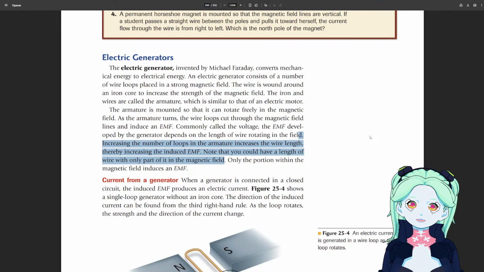As the armature turns, the wire loops cut through the magnetic field lines and induce an EMF, commonly called the voltage. The EMF developed by the generator depends on the length of wire.